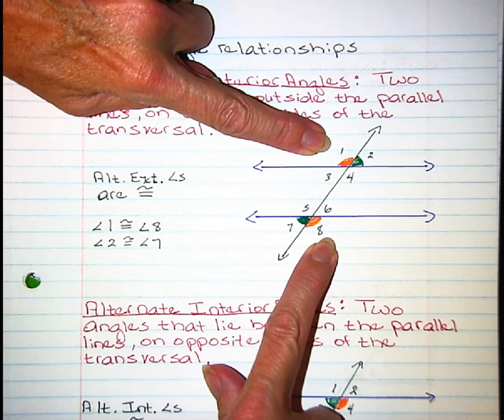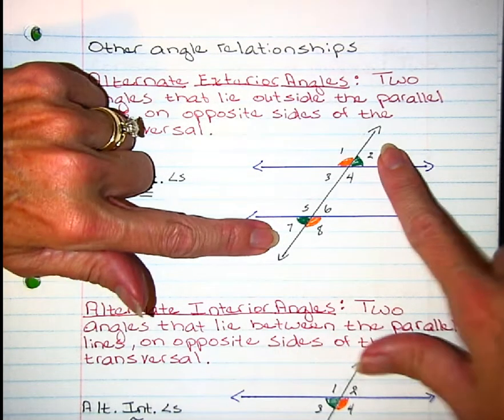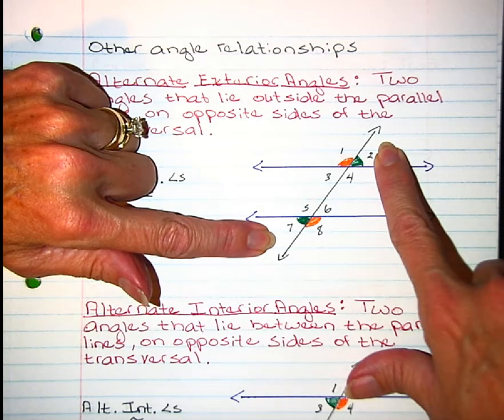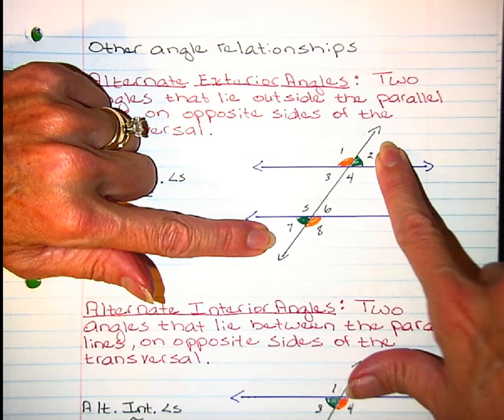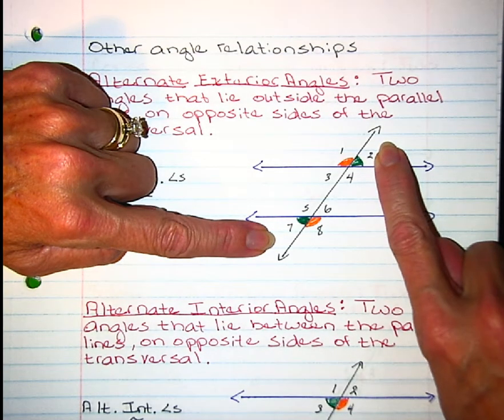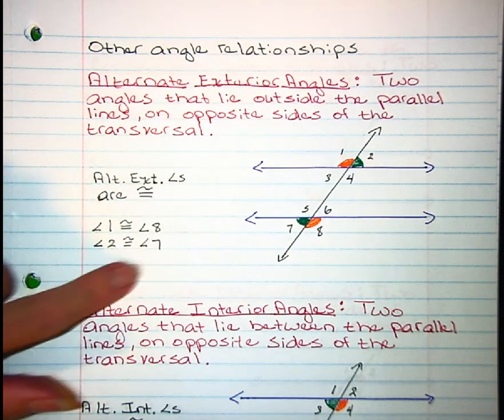They are congruent. My other pair of alternate exterior angles would be 2 and 7. 7 is on the left side of the transversal, 2 is on the right side of the transversal, and they're both on the outside of my parallel lines. They're alternate exterior angles. All right, so what do we need to know? Alternate exterior angles are congruent.